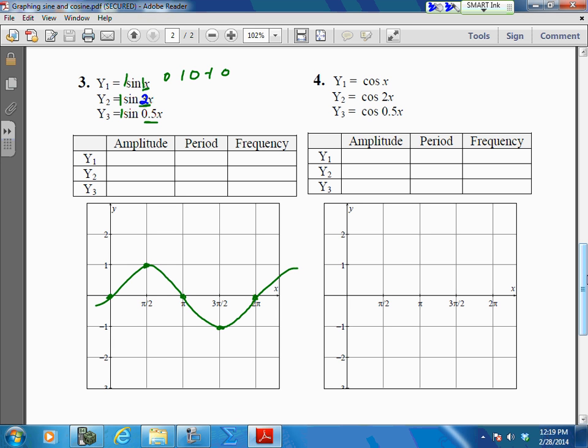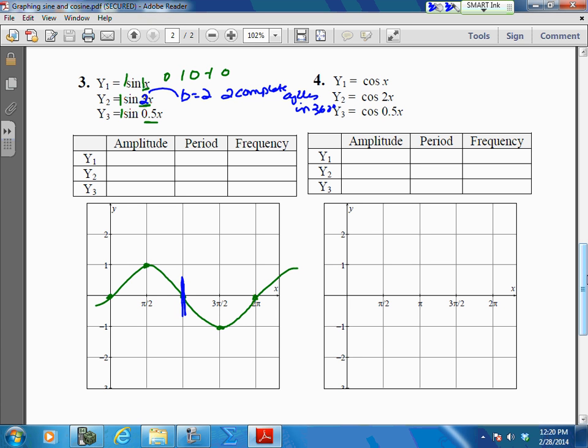Now, Anita just told us, doesn't my frequency now say I need 2 complete cycles in 360 degrees? So therefore, if I need 2 complete cycles in 360, how much does it take to complete 1 full cycle? 180. So at the 180, I'm going to put a mark.